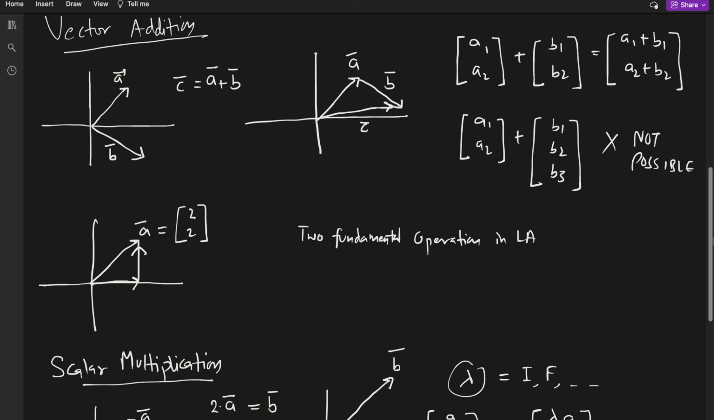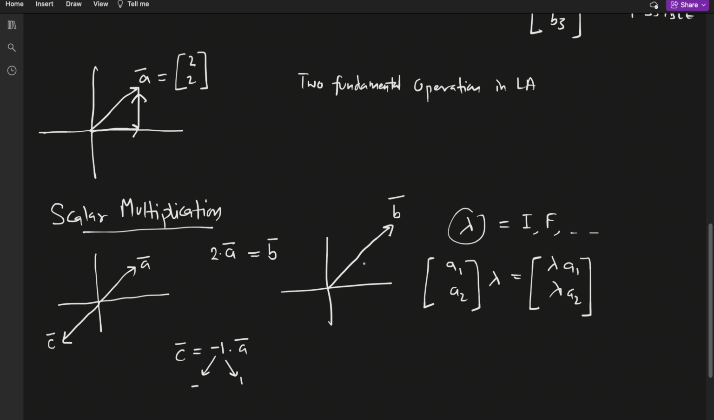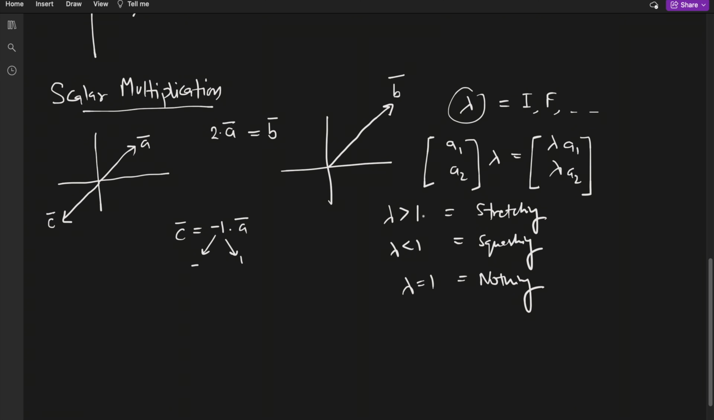So now in scalar multiplication, what this lambda is doing is kind of stretching. If this lambda is greater than 1, it is stretching the vector, right? And if it is less than 1, then it is squashing the vector, basically compressing it. And if it is 1, then it is doing nothing, right? And the same goes for negative, it's just that the direction gets flipped. So let us suppose if it is -2, then basically it stretches the vector by 2 times and flips it.